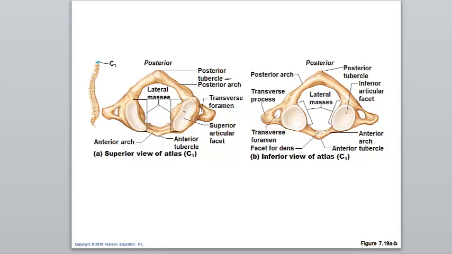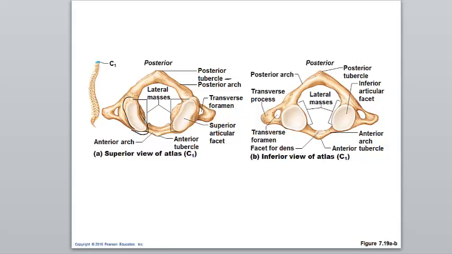You don't see a triangular shaped foramen, vertebral foramen. You have a large space. You do not have a nice body in your atlas. Instead, you have an arch. That's basically what you're going to see, a posterior and an anterior arch. You have a large facet, superior articular facet.